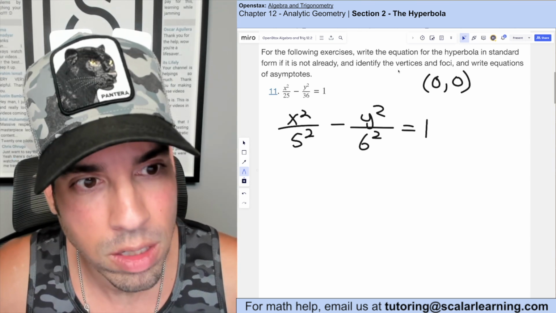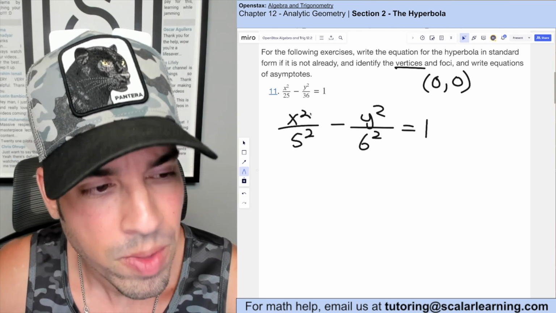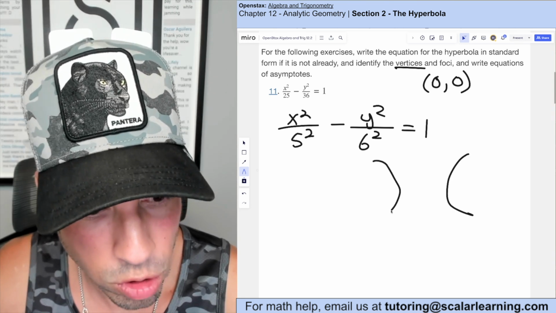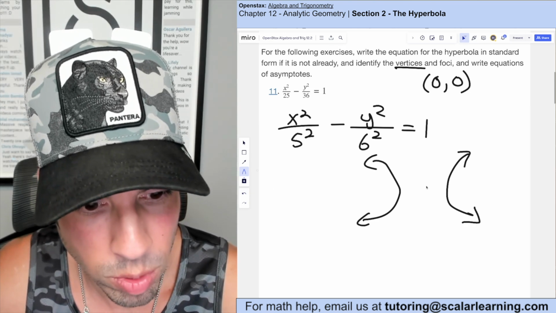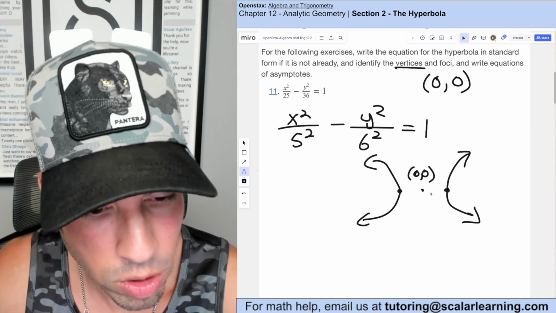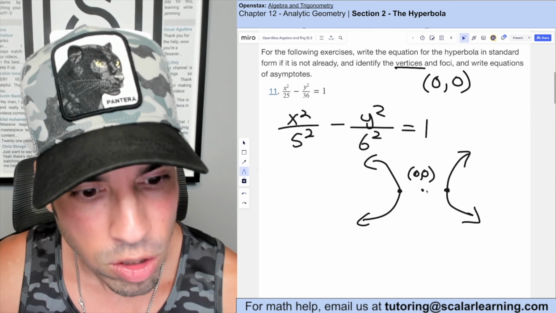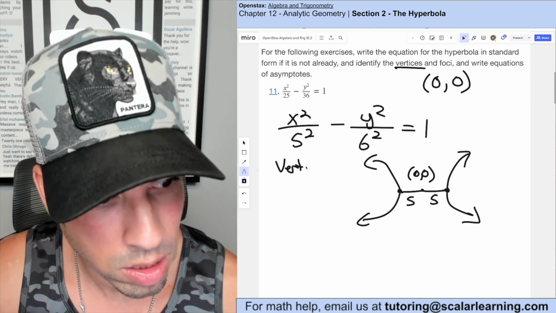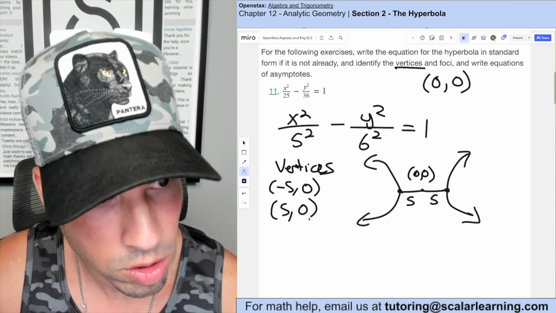Now we need to identify the vertices. First of all, is this going up and down or left and right? Well, because the x is in the front, it's going left and right. It's not about which is bigger, it's about which one's in front. So we know it's opening this way and this way with a center at 0, 0. The question is, what are these vertices? How far away do we go? We look at this value right here, 5. So we go 5 to the right and 5 to the left, meaning the vertices are negative 5, 0 and 5, 0. Now we need the foci.